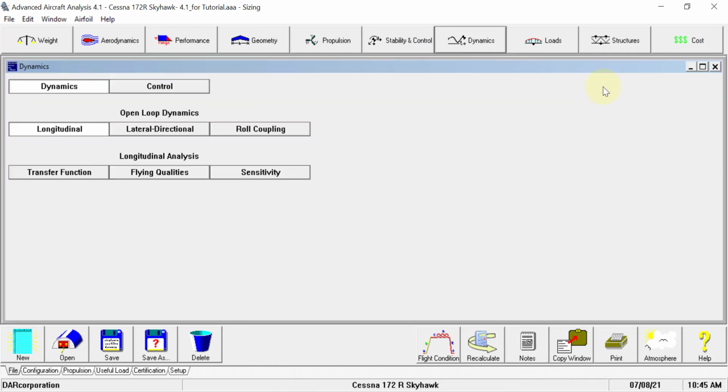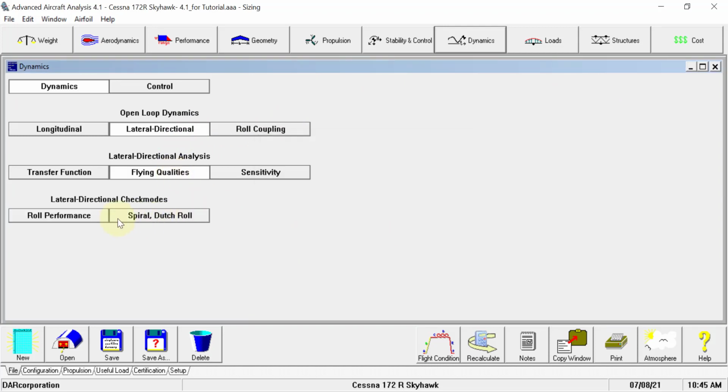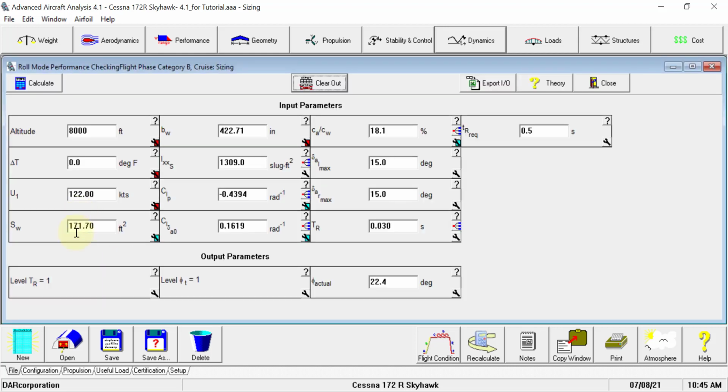We can do the same thing here for the lateral directional flying qualities. Once again, the same message you'll see. And also you can see that the flying qualities are split over roll performance and spiral Dutch roll. Let's look into the roll performance. So here we see our roll performance, all our inputs are present, and we can hit calculate. And we can see that we have level 1 for roll performance for this aircraft. Visit the theory to find the different requirements for roll performance.